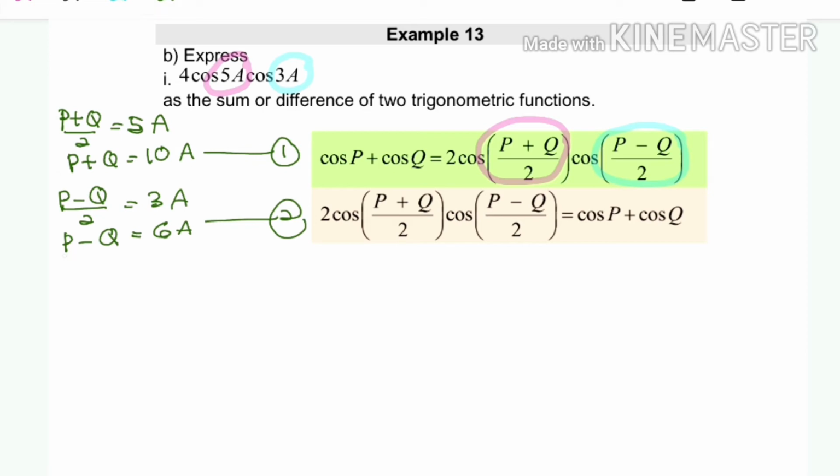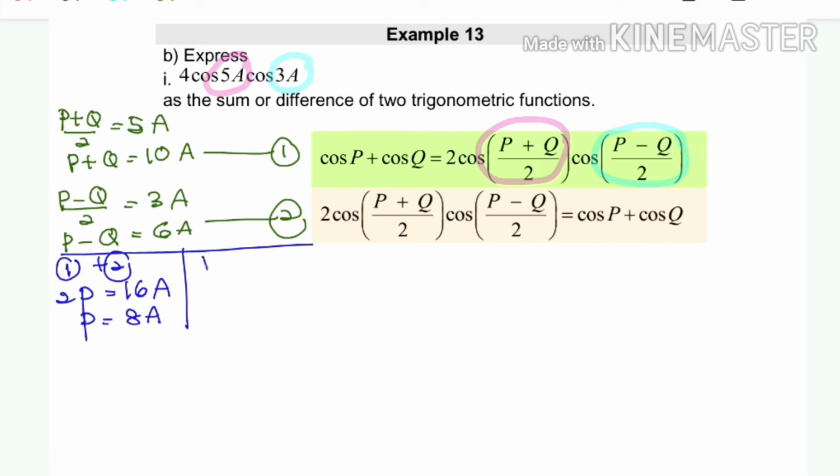Let's solve the simultaneous equations. First plus second: P plus P is 2P, Q plus negative Q is 0, 10a plus 6a is 16a. Therefore, P equals 8a. Next, first equation minus second equation: P minus P is 0, Q minus negative Q is 2Q, 10a minus 6a equals 4a. Therefore, Q equals 2a.